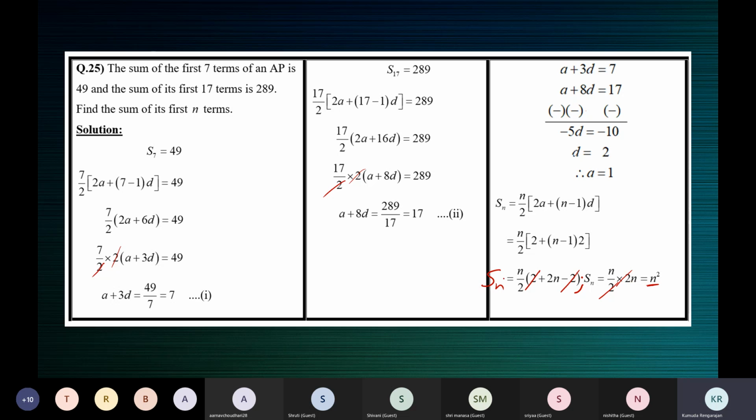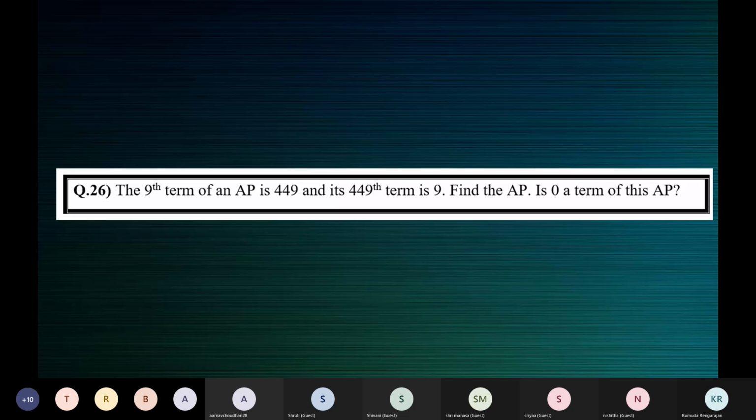It's quadratic. n square is a quadratic expression. Write on the question, children.